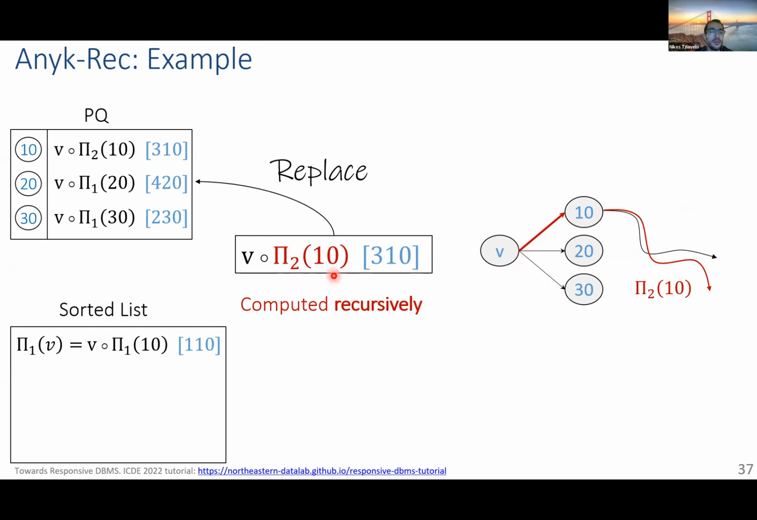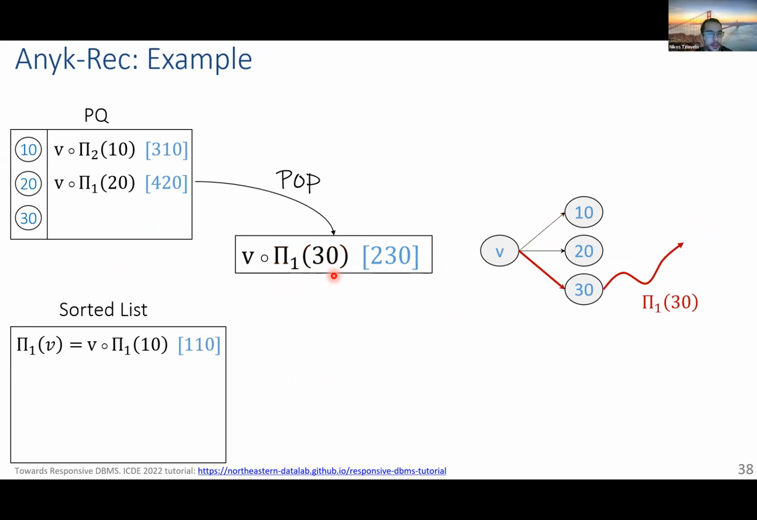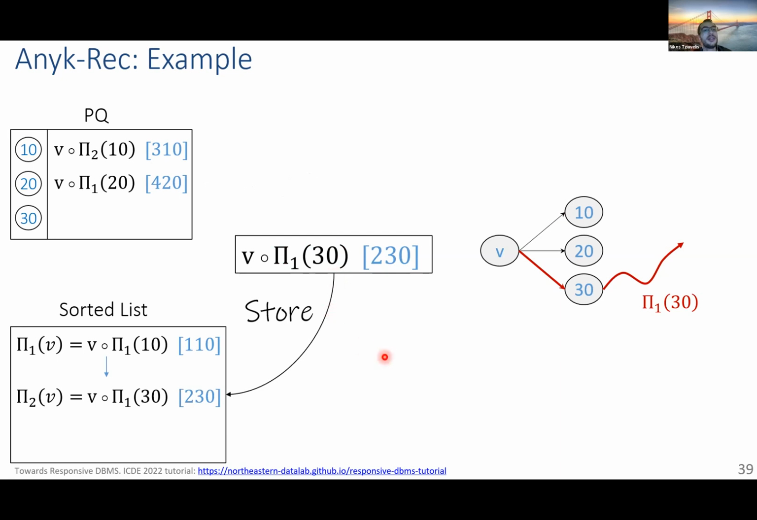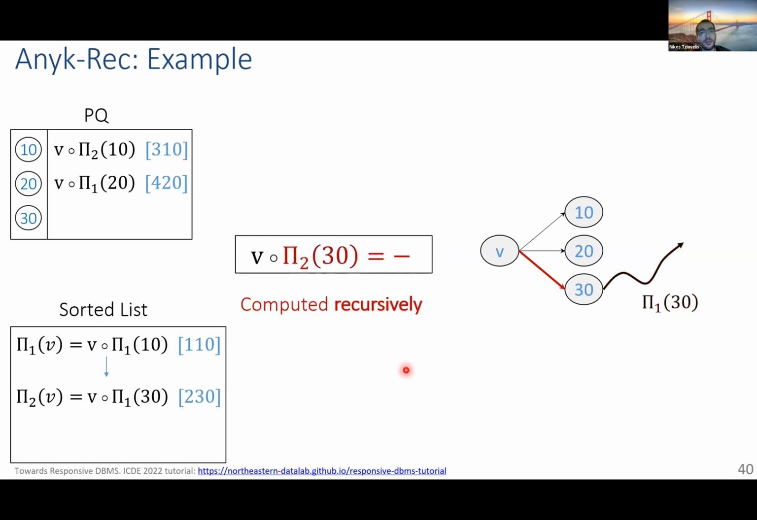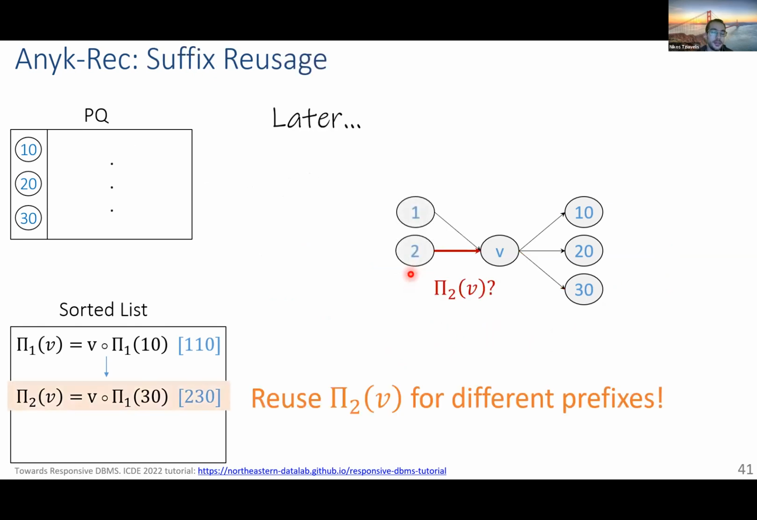And how do we know what pi 2 of 10 is? Well, we compute it recursively in exactly the same way that I'm showing you for node V. And we can continue doing this. To find the second best one, we pop, we store whatever we find in the sorted list, and we compute recursively the next best one. For our example, there's no next best one from 30, and we continue.